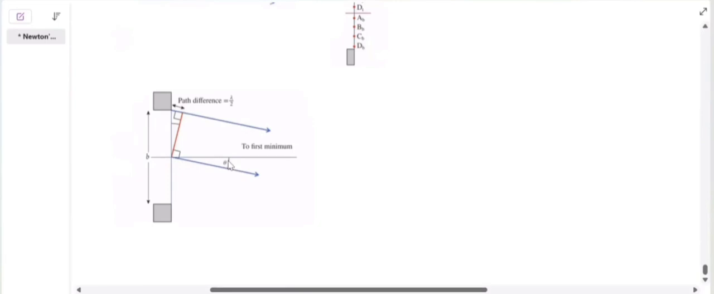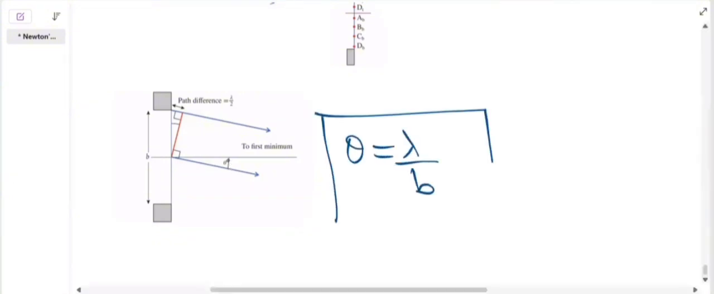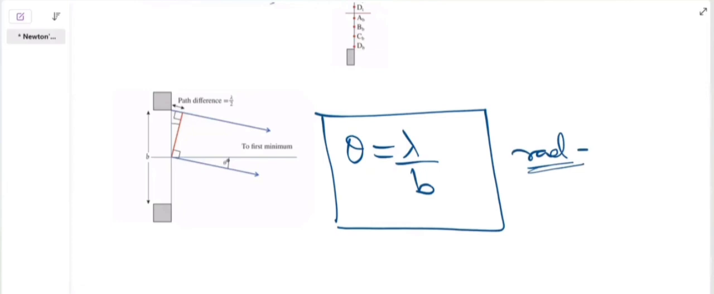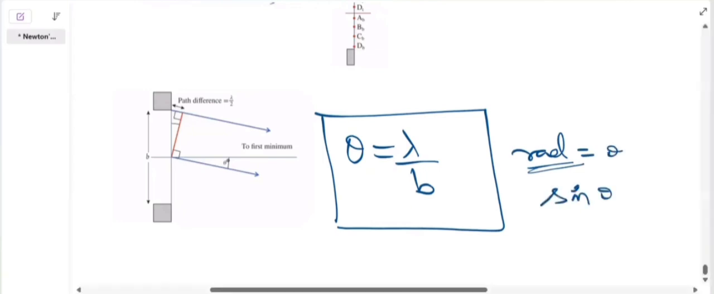Correct? Okay, so here you can find your phase angle by applying the formula theta equals lambda by b. Always your theta will be measured in radians. You have to remember this. Also you can write it as sine theta equals lambda by b.